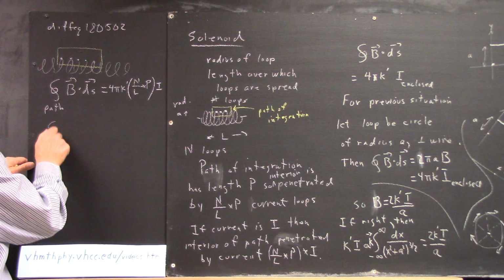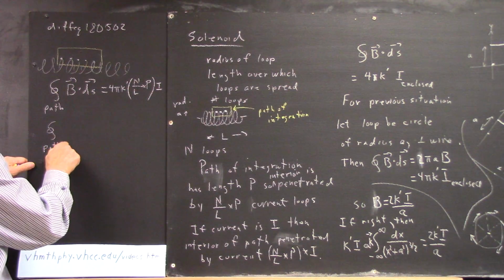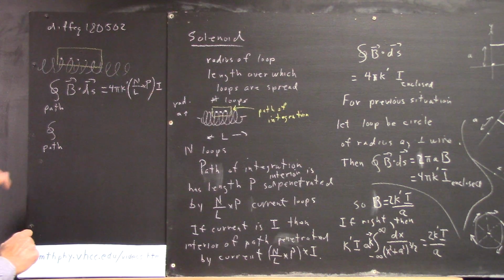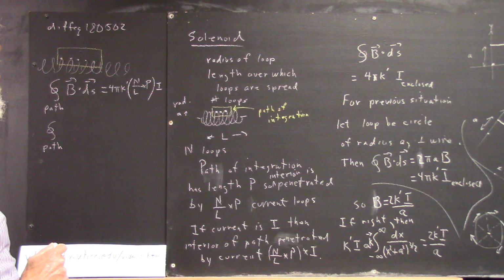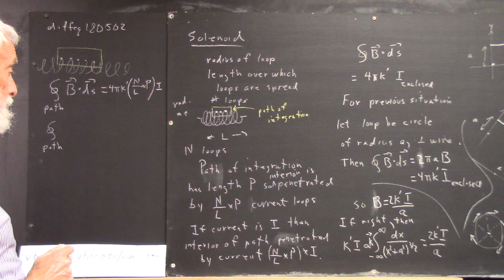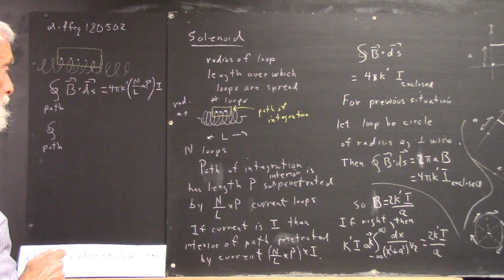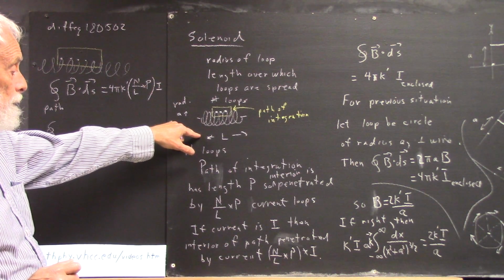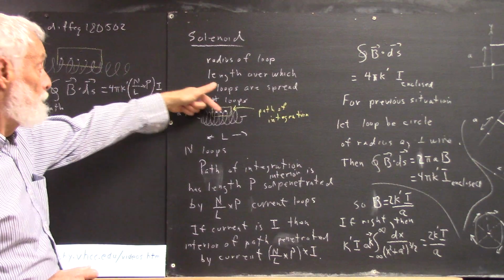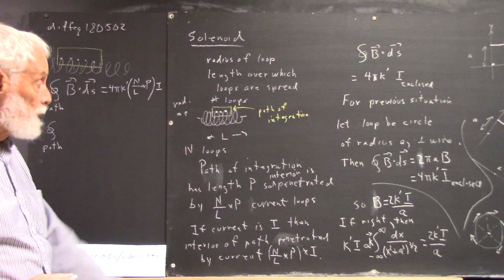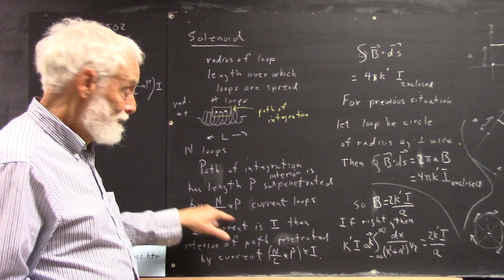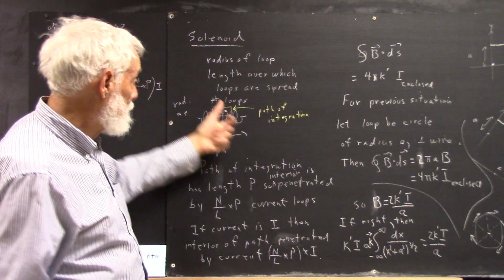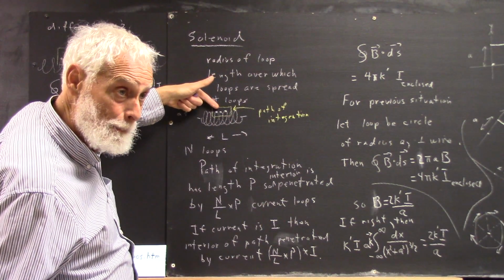So the integral around the path is not the same. The N over L times P is your enclosed current on the left side, times your I, which is the current of the whole thing. The current through every bit of this wire is I. So if this is penetrated by this many loops, then that's a total current that passes through the interior of this path.